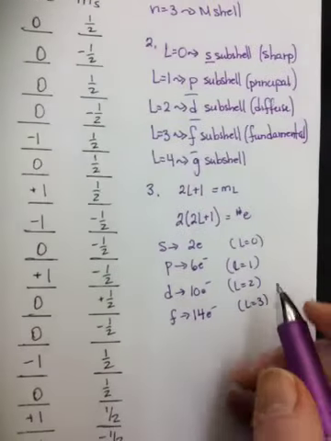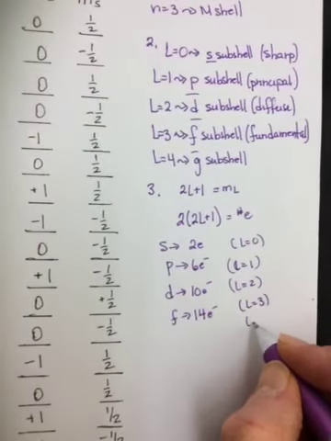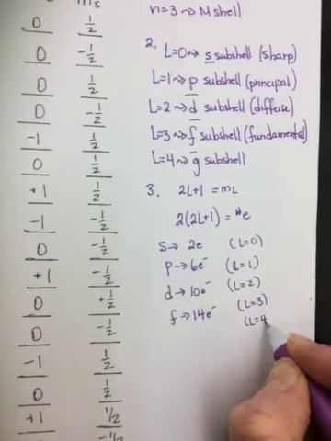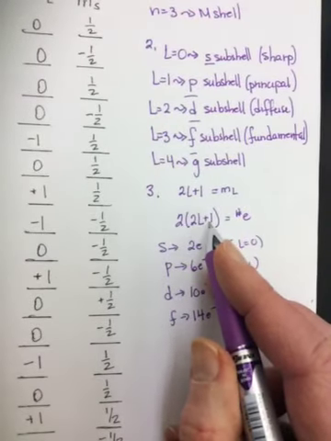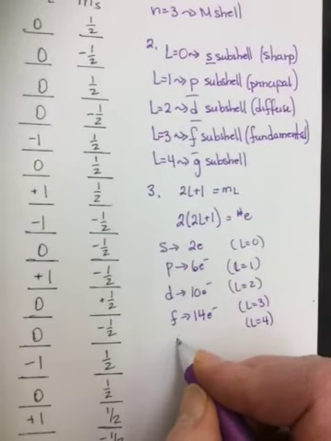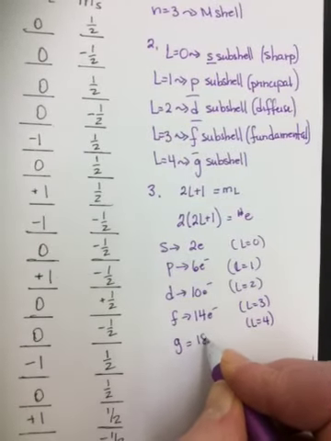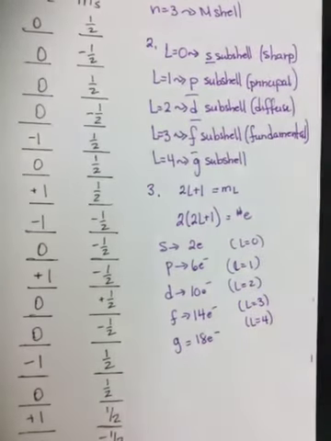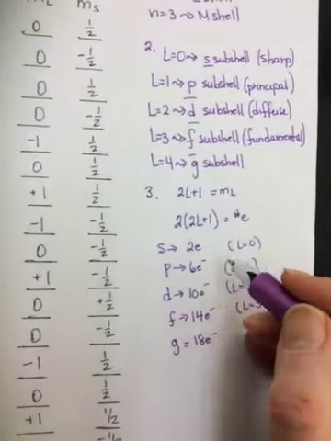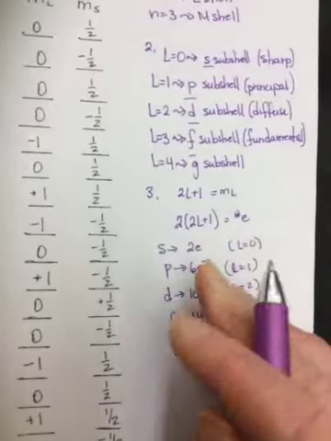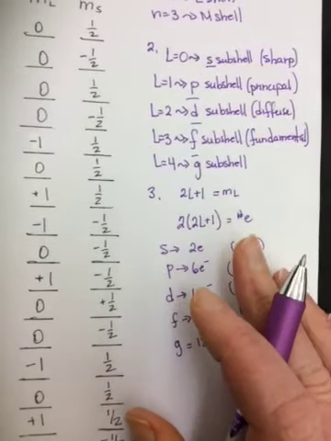And our g subshell would be the l equals 4 subshell. 4 times 2 is 8, plus 1 is 9, times 2 would be 18. Okay? And then they would keep going up. All right? So this will tell us how many electrons can be in each subshell.